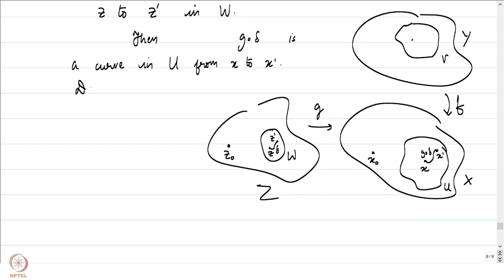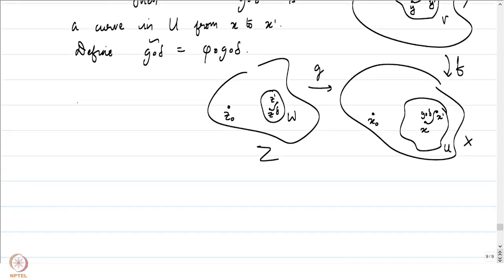Okay, define G composed with delta tilde to be equal to phi composed with G composed with delta. Notice that this is going to be now a path starting at y, because phi of x is equal to y, and this is going to give you some path from say y to y prime, and this is just p composed with g composed with delta.